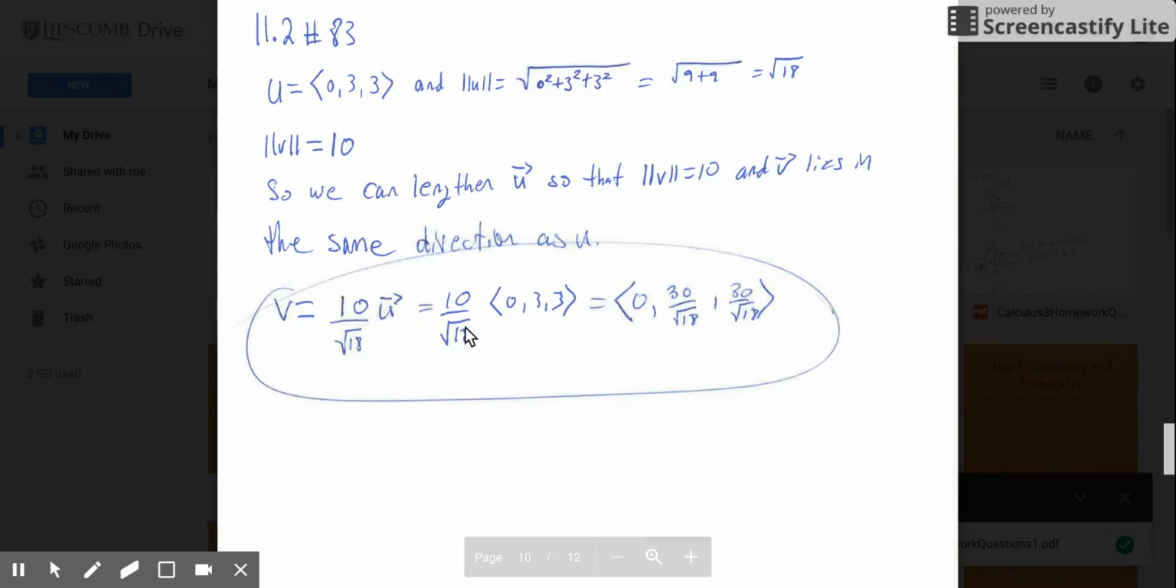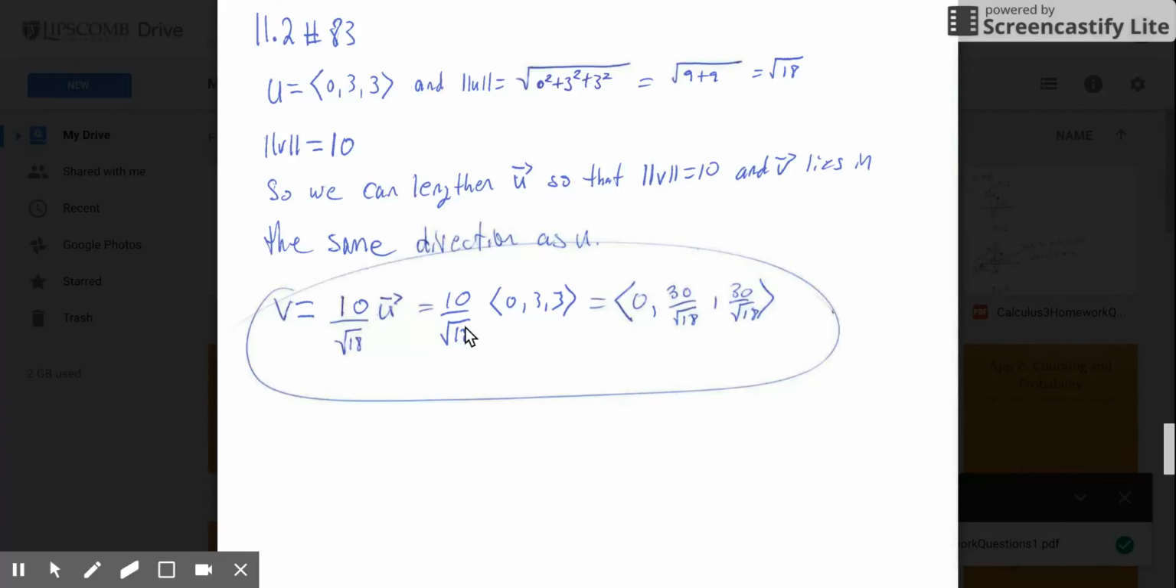11.2, number 83. Here we are asked, kind of similar to what we were asked in 11.1. We're given a vector u, vector 0, 3, 3, and we're given a magnitude of some other vector v, in this case magnitude of 10. And we want the vector v to have a magnitude of 10 but still be in the direction of u.